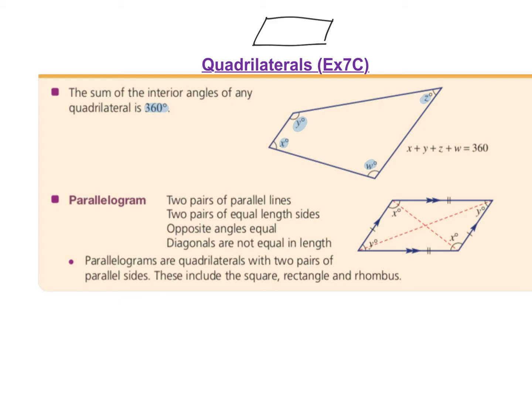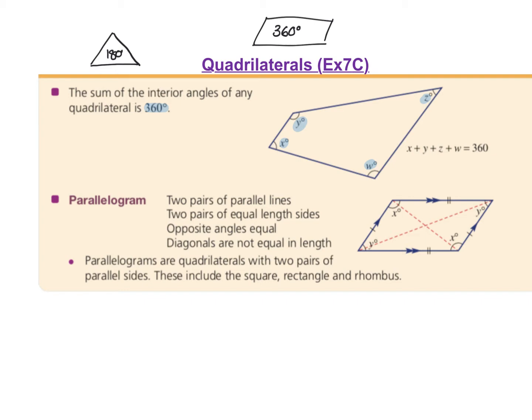If you remember, yesterday we were doing triangles. How much did they add up to? 180. So four-sided shapes are 360, okay? And now, if we have a parallelogram, which is a type of quadrilateral, it is a quadrilateral, and then it's a subtype.